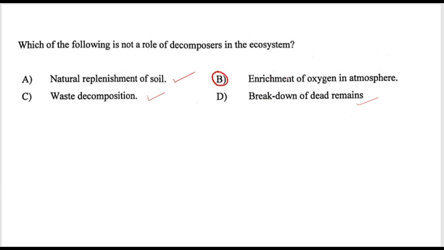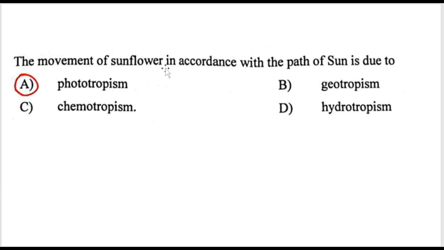The movement of sunflower in accordance with the path of the sun is due to phototropism. The response of plants towards light or away from light is phototropism. If it is towards gravity, geotropism; chemicals, chemotropism; and water, hydrotropism. But here the sunflower is following the path of the sun, meaning light, so phototropism.